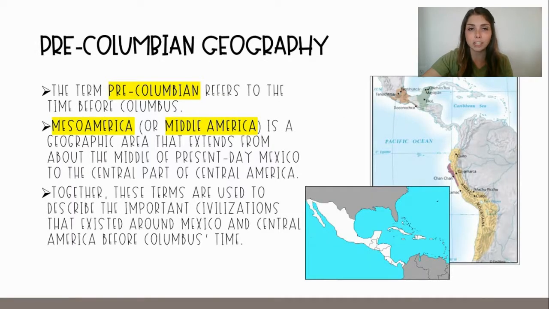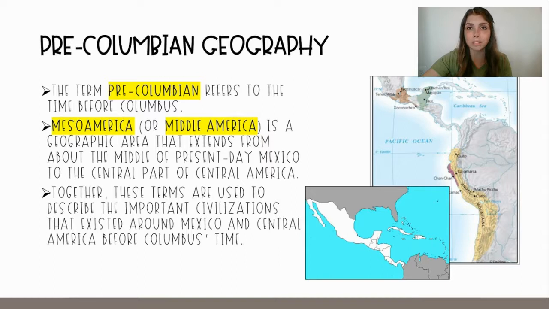So our first section is on pre-Columbian geography. The term pre-Columbian refers to the time before Columbus. Pre-Columbian, pre-Columbus, before Columbus came to the Americas. Mesoamerica, or Middle America, is a geographic area that extends from about the middle of present-day Mexico to the central part of Central America. Together, these terms are used to describe the important civilizations that existed around Mexico and Central America before Columbus's time.